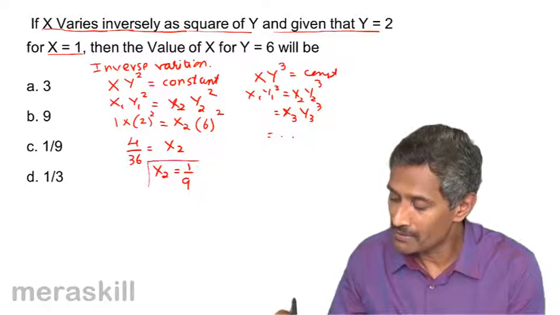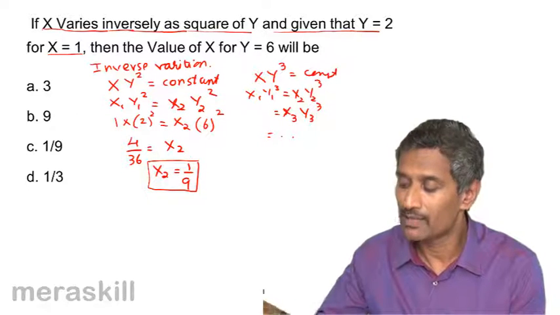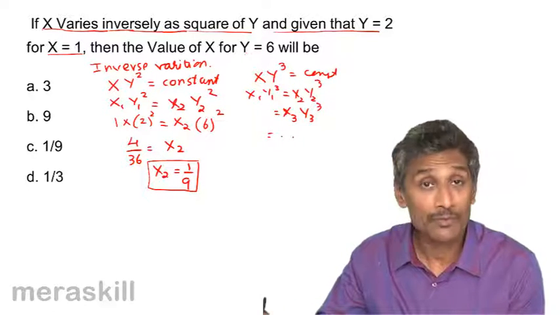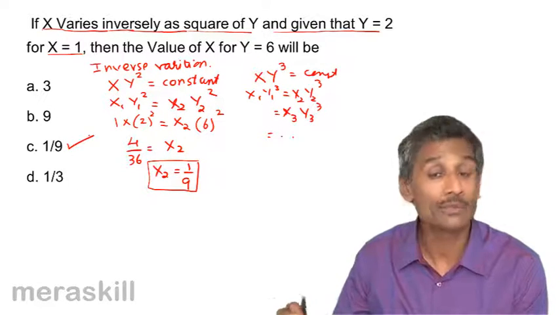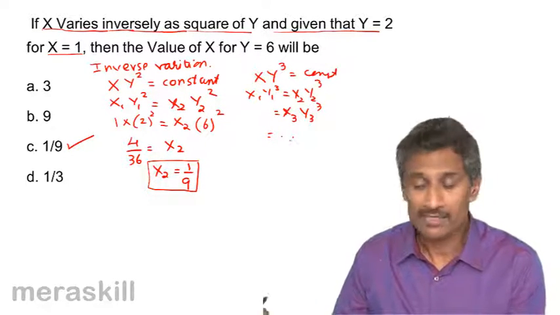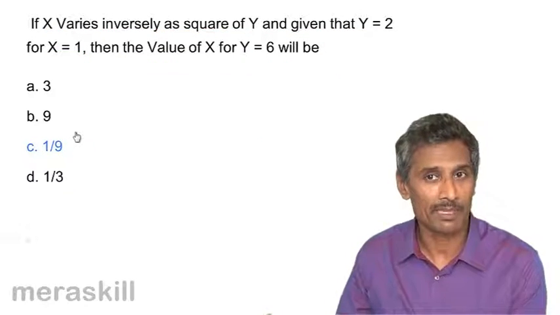So coming back to our solution, the solution for this case is 1 by 9. That means when y is 6 for this particular relationship, x has to be 1 by 9. So the answer is 1 by 9. Let's see what we have with us. Yes, the answer is 1 by 9.